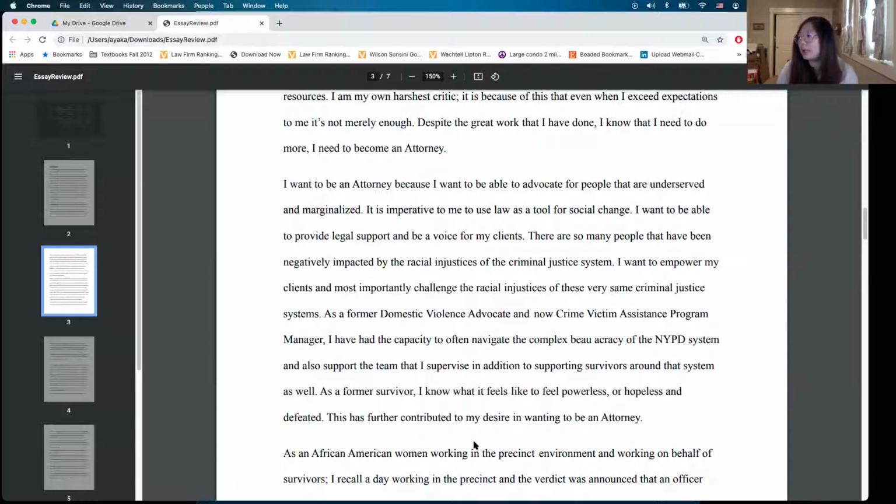There are so many people that have been negatively impacted by the racial injustices of the criminal justice system. I want to empower my clients and, most importantly, challenge the racial injustices of these very same criminal justice systems. As a former domestic violence advocate and now crime victim assistance program manager, I've had the capacity to often navigate the complex bureaucracy of the NYPD system and also support the team that I supervise, in addition to supporting survivors around the system as well. As a former survivor, I know what it feels like to feel powerless or hopeless and defeated.